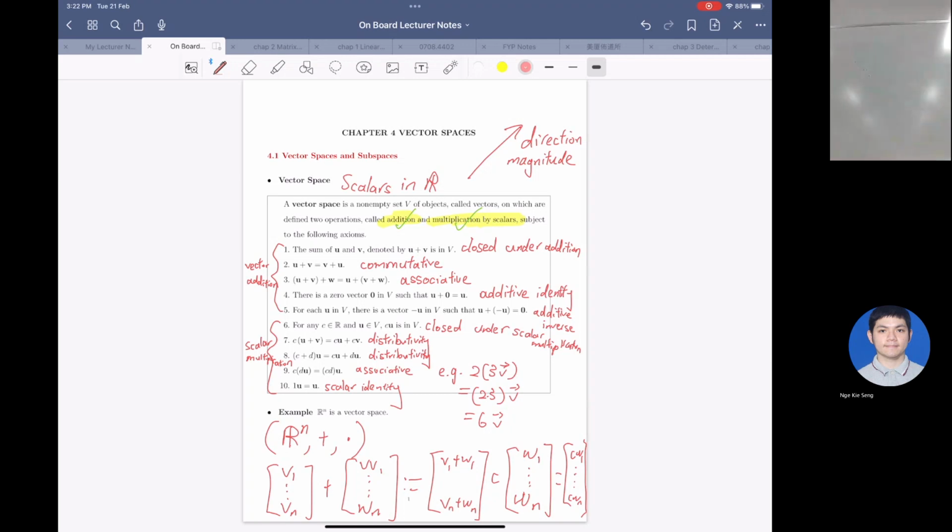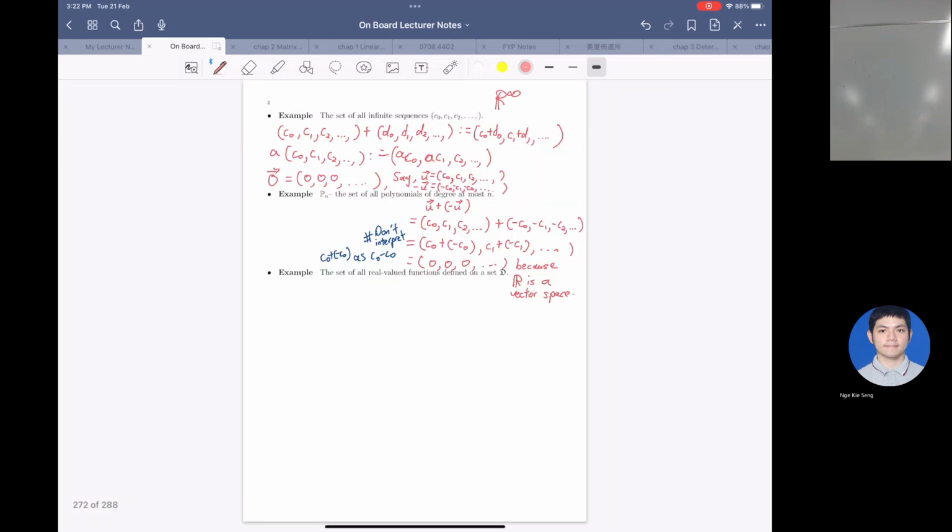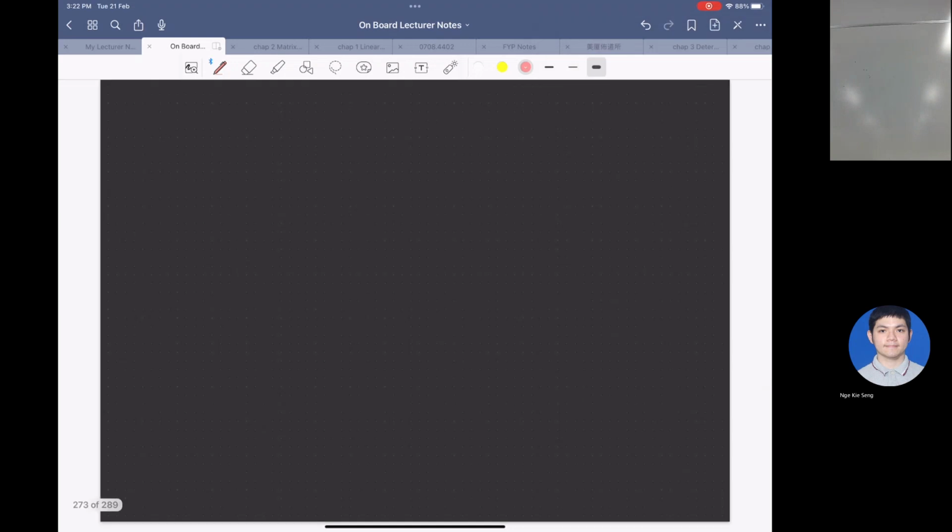A vector space has two operations: vector addition and scalar multiplication. We keep mentioning this even from Rn. They have to satisfy commutativity, associativity, the existence of the additive identity, the additive inverse, and so on. Last time we showed that the set of all infinite sequences is a vector space by defining how we add them and multiply by a scalar. We also showed that the set of all polynomials of degree at most n is a vector space. There is one more example we haven't gone through.